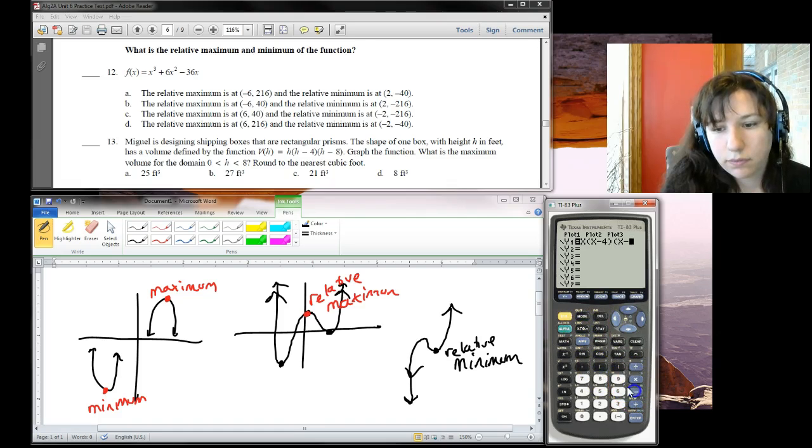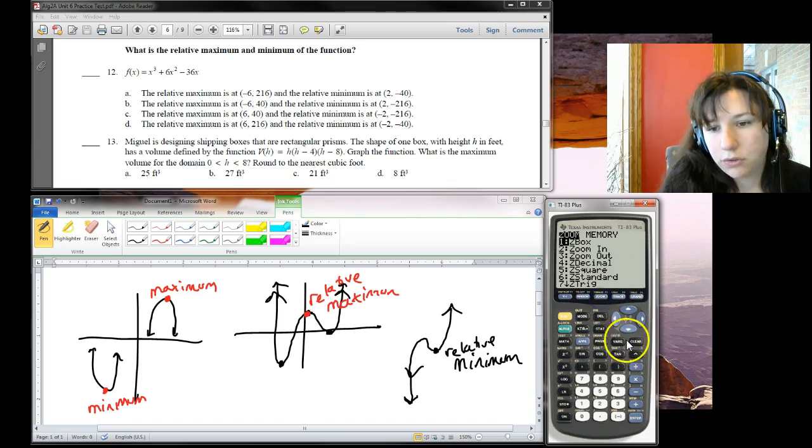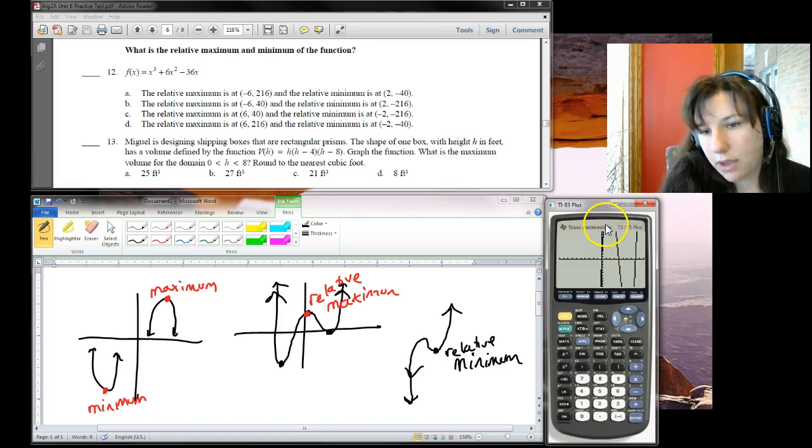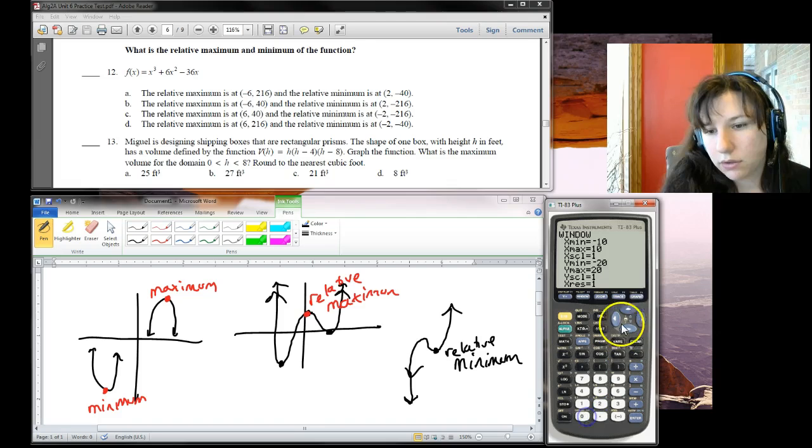Go ahead and graph it. And let's put our zoom back to where it was. Zoom's number 6. Okay, so I want to see how my window's cut off on the top and bottom. So the y min and the y max need to be a bit bigger. So let's try -20, 20. A little bit bigger. Okay, there's the max, there's the min.